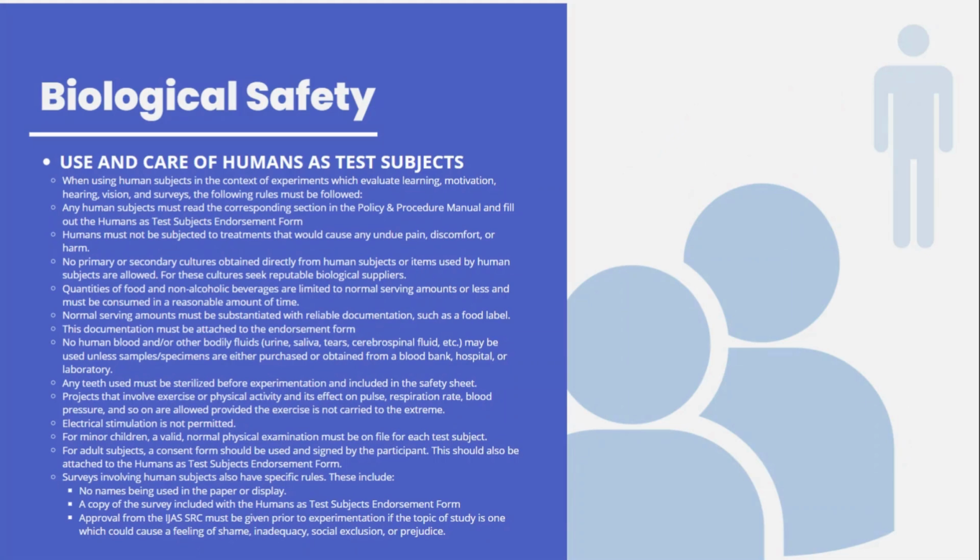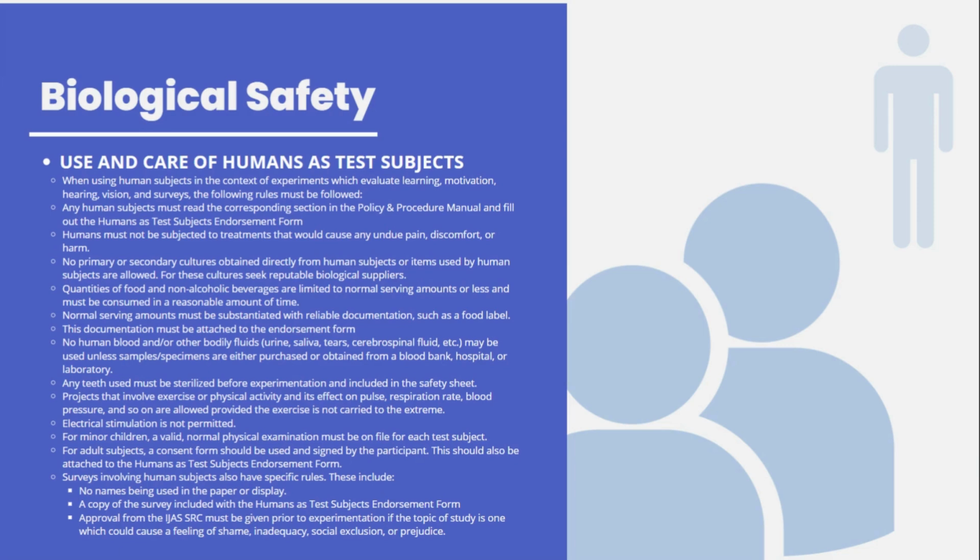Biological safety. Humans have a lot of needs and requirements because they're treated differently than other animals. So again, humans have to read the policy and procedure manual and fill out the endorsement form for the humans as test subjects category. Humans must not be subjected to any harm, and no primary or secondary bacterial cultures can be obtained directly from human subjects or items used by humans whatsoever.